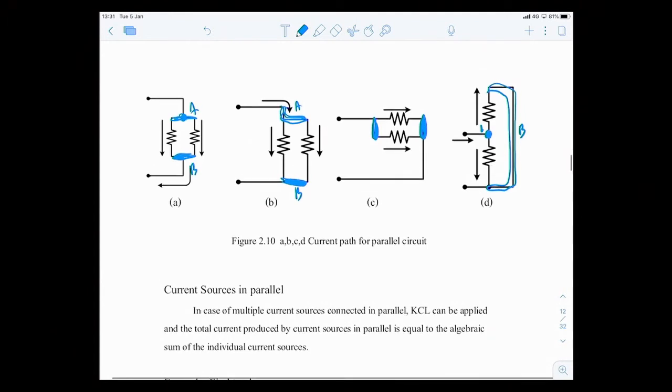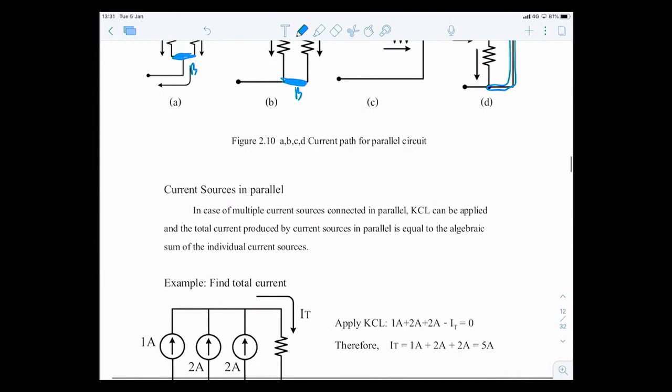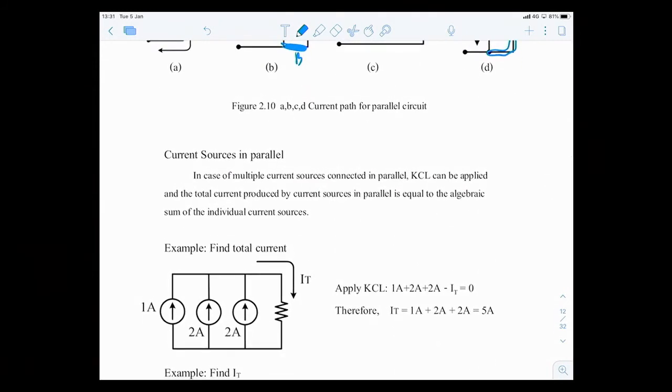Please remember that when you have current sources connected in parallel, you can add them up. Algebraically sum them together, and represent them as one source only. So, for example, in this case, if you're not sure whether it's going to be 1 amp minus 2 amp, which current direction is going to be positive and which negative, apply KCL.